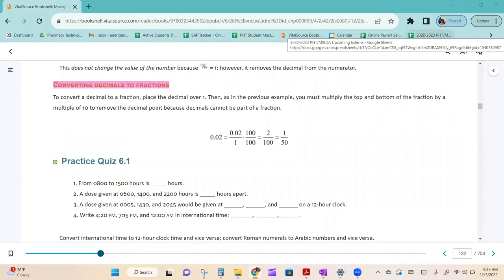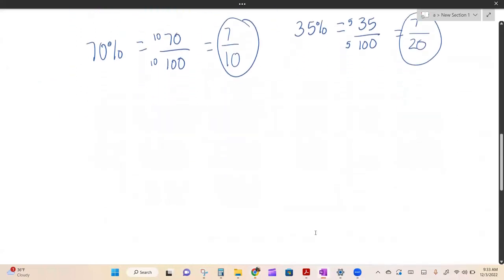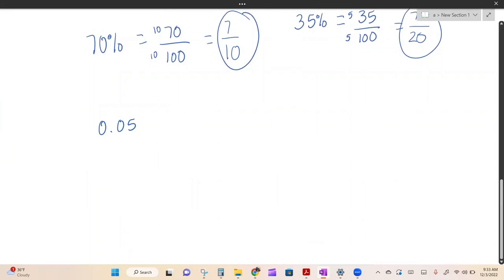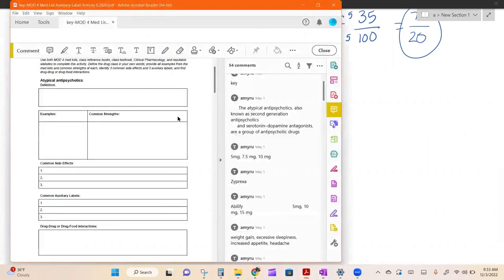All right, so now we're going to convert decimals to fractions. To convert a decimal to a fraction, place the decimal over 1. Then, as in the previous example, you must multiply the top and the bottom of the fraction by a multiple of 10 to remove the decimal point, because decimals cannot be part of a fraction. So you can see that example there, 0.02. Let's do another one. Let's do 0.05. So it wants you to multiply or take that number.